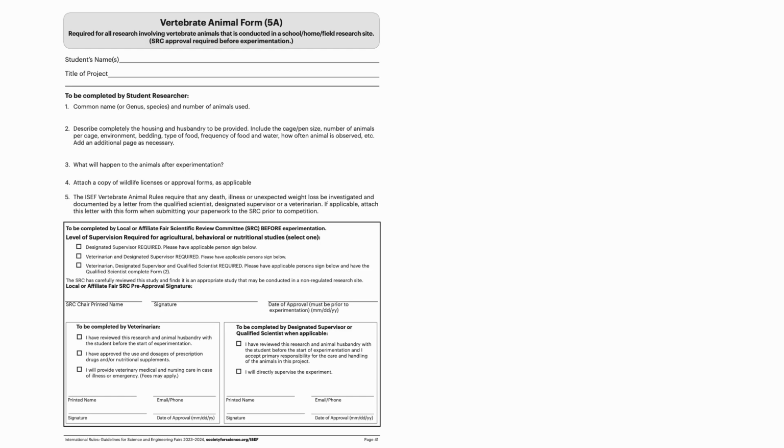So I mentioned that you'll need one of these forms if you work with vertebrate animals, and I've shown 5A on the left side of this slide. Form 5A is required for research involving vertebrate animals that is conducted in a school, home, or field research site, and SRC approval is required before experimentation. The student will complete the top half of this form.